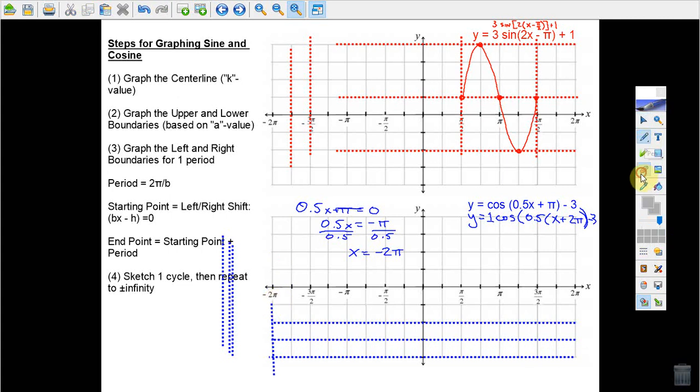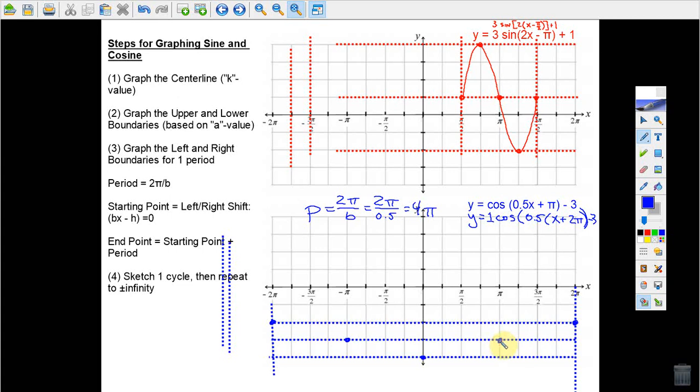And as far as our period, it is going to be 2 pi divided by b, so that's 2 pi divided by 0.5, which equals 4 pi. So this is actually stretched. Instead of taking 2 pi to complete a cycle, it's now going to take 4 pi, which means it's going to take our whole graph from -2 pi all the way to +2 pi. We're still going to have our peak at the left and right edge. We're going to have a trough in the middle. Between those two, we have our zeros. Just like on the mother function, it's just been elongated.